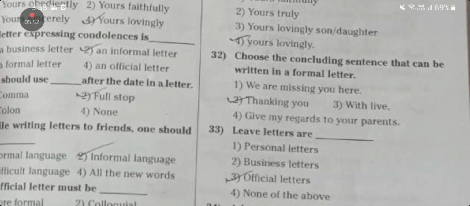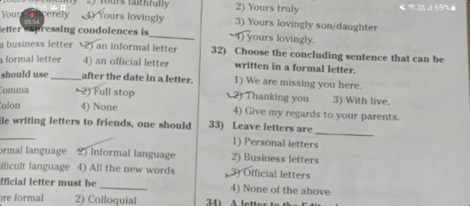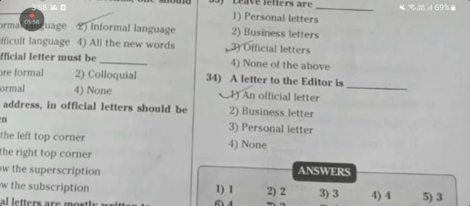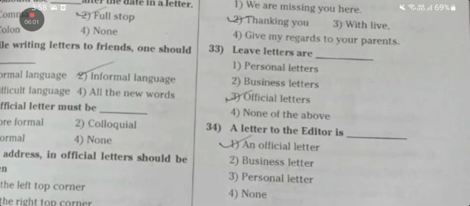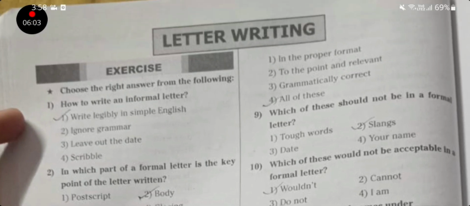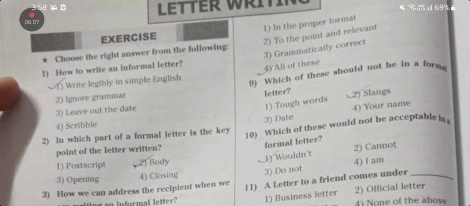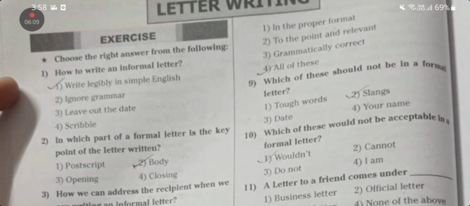Choose the concluding sentence that can be written in a formal letter: Thanking you. Leave letters are official letters. A letter to the editor is an official letter. Letter writing. How to write an informal letter? Write legibly in simple English.